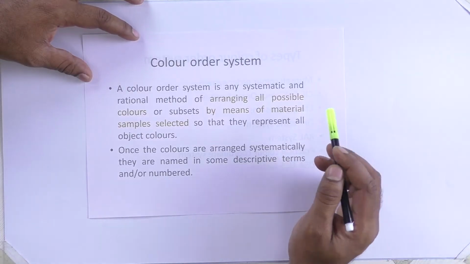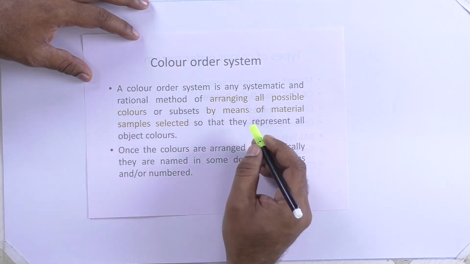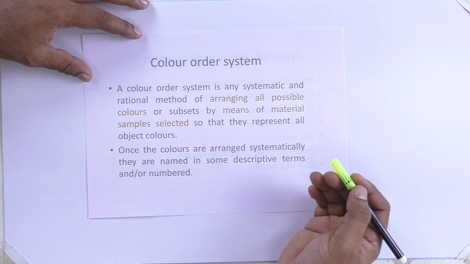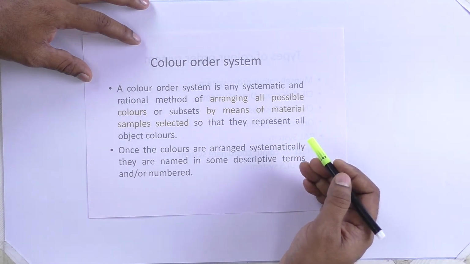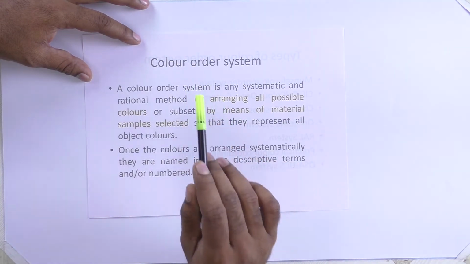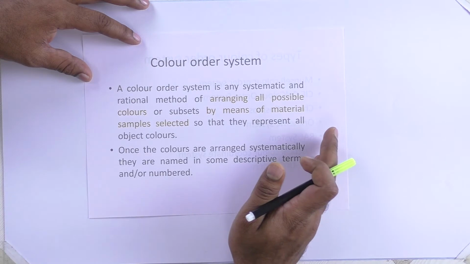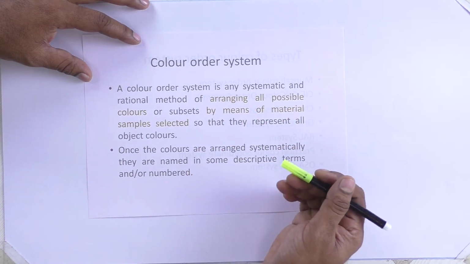So many colors are available, but we cannot tell the colors to others without numeric values. So some persons perceive the same color with different notations. So the color order system eliminates these possible errors in the subjective analysis of color.